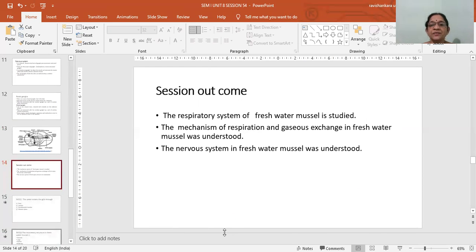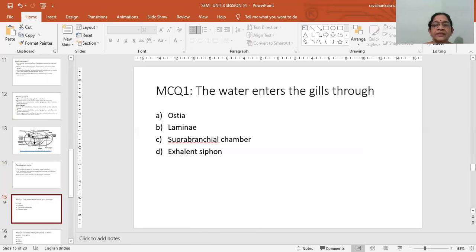At the end of the session, we have now come to know the respiratory system present in the freshwater mussel, the mechanism of respiration, and also the nervous system that is seen in the freshwater mussel. Here at the end of the session, we have a few MCQs which we can answer.